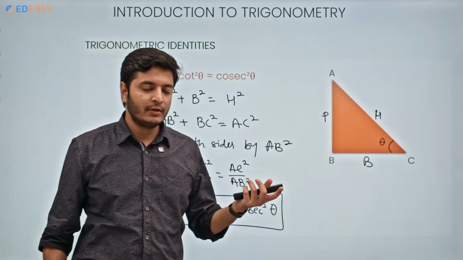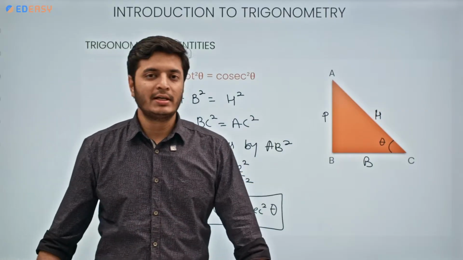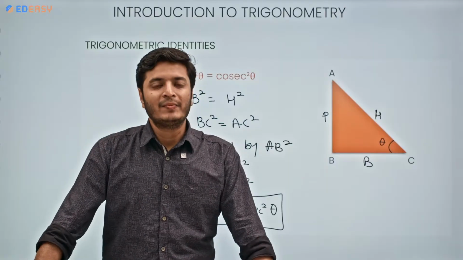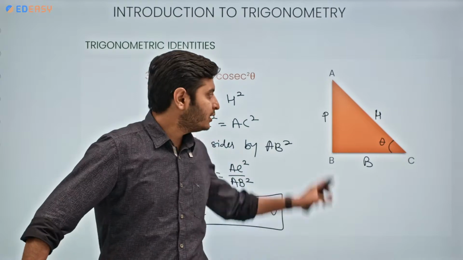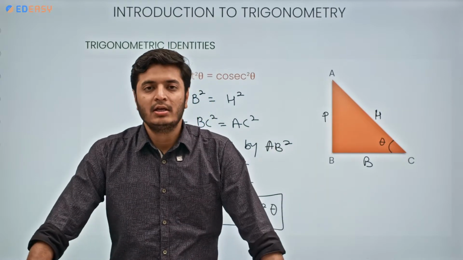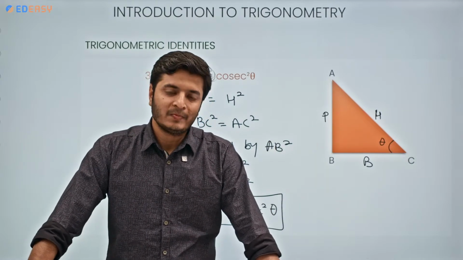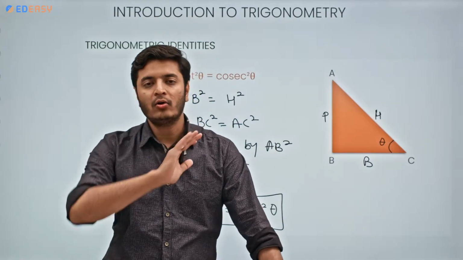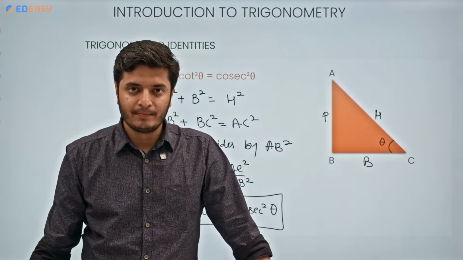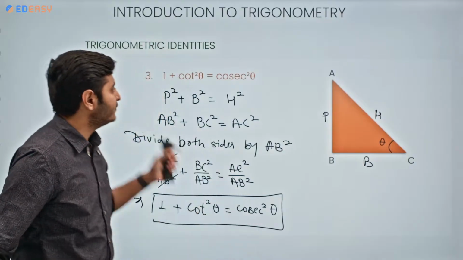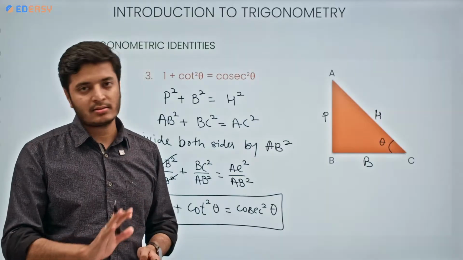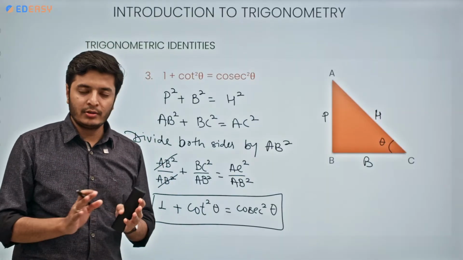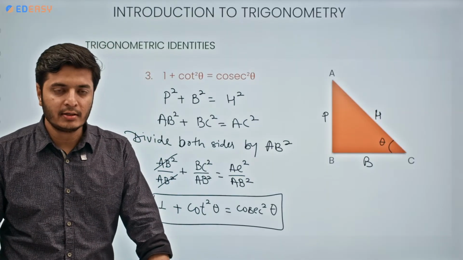So basically, what are we doing here? We are utilizing the same Pythagoras theorem, considering one angle to be our theta. Depending on that theta, we can realize which side is hypotenuse, perpendicular, and base. Then we are dividing the whole equation by one side at a time. That way, you can easily find all three identities that you are going to use in this class. Correct? So now you understood the concept of how to find the identities.